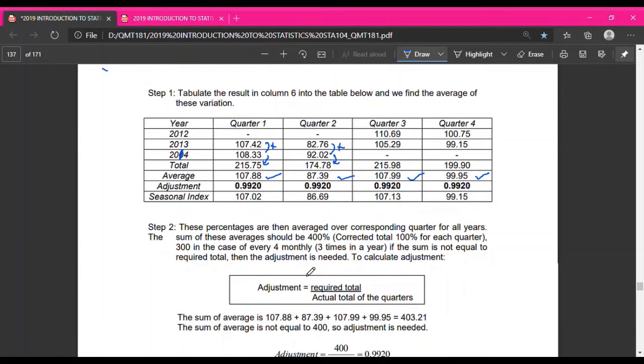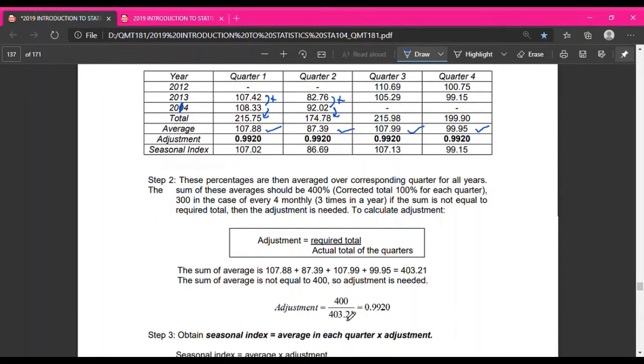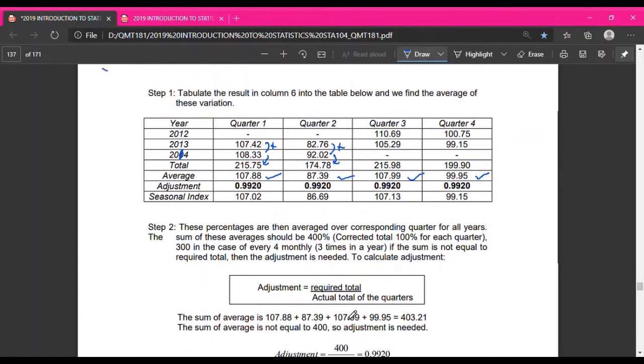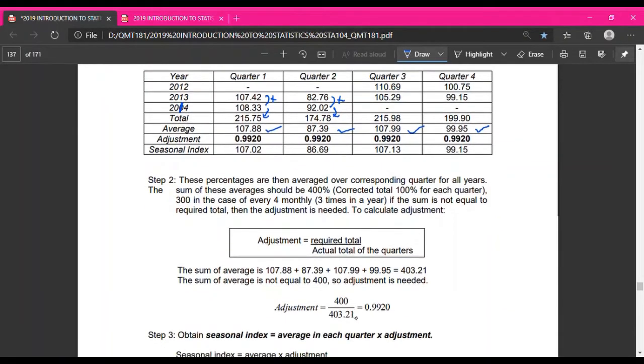Alright, so kena kira adjustment. Macam mana nak kira adjustment? It is the required total divide dengan actual total of the quarters. Okay, so required total because of first quarter dia punya total adalah 100. Okay, setiap quarter value totalnya adalah 100. So because of here ada 4 quarters, so required total will be 400.